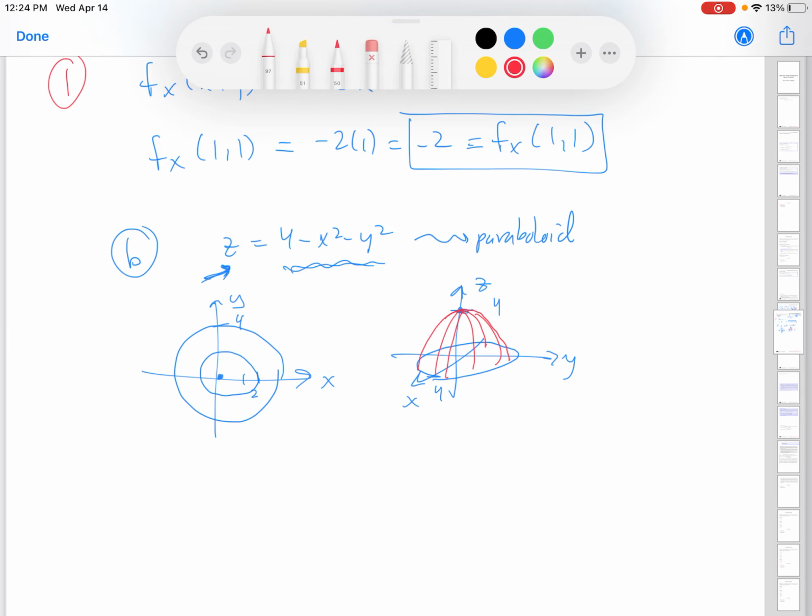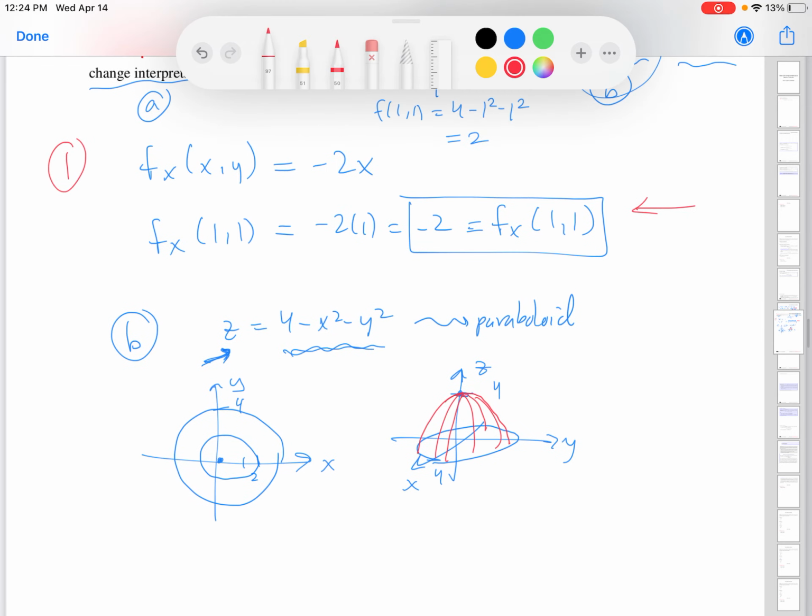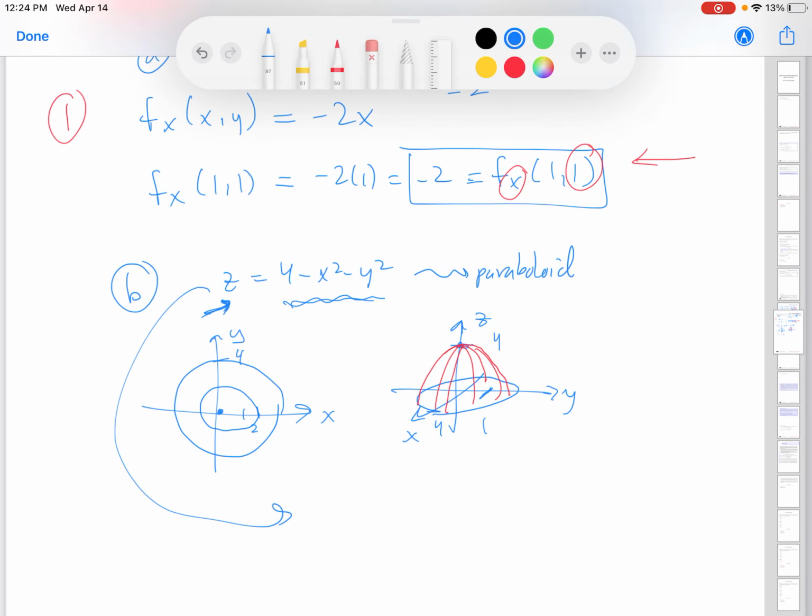Okay, so now that we have this picture, let's go back and interpret this in this geometric way. So remember, we're changing x, we're holding y fixed. So this means that if I looked at y equals 1, and I looked on the graph of the function, what would happen? First of all, if I set y equals 1, I get 4 minus x squared minus 1 squared. I get 3 minus x squared. And then that's a function of x. So that's what I'm going to call z of x. It's technically z of x comma 1, because I'm setting y equals 1.